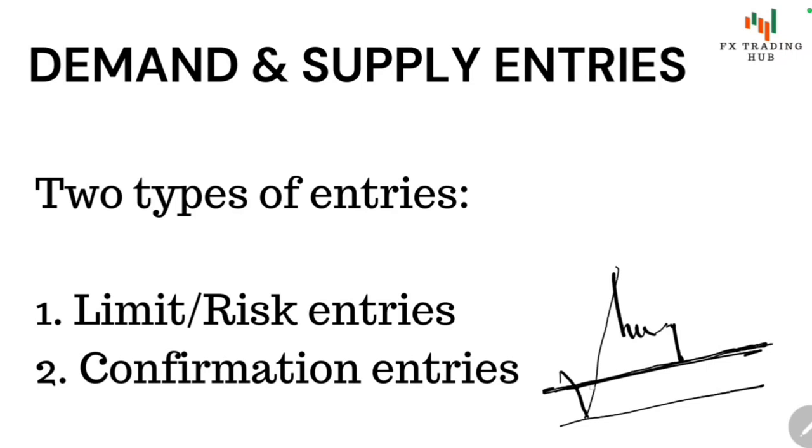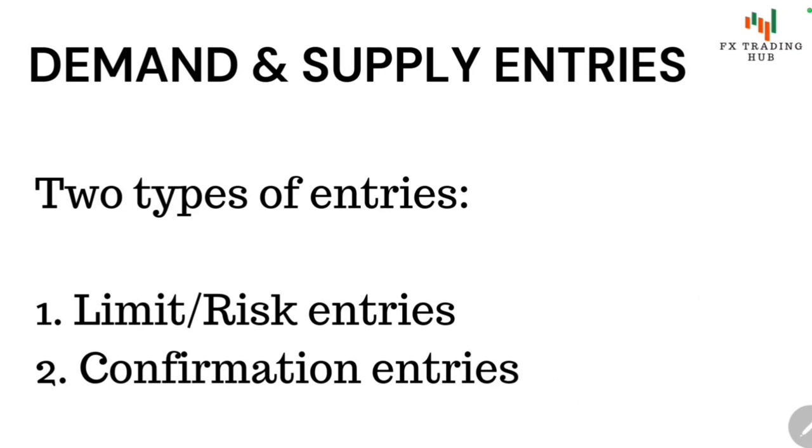So this is for a buy scenario. This is the proximal line, and this is the distal line, and here you place your buy limit entry order at the proximal line, with the hope that the market will come here and reverse. You put your stop loss a few pips below the zone, below the distal line.